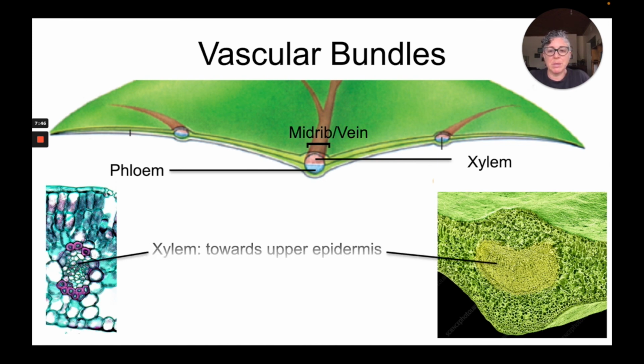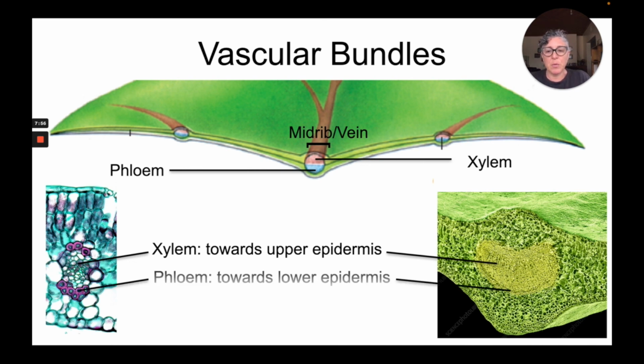So the xylem is going to be towards the upper epidermis of a leaf, as depicted here in both of these photomicrographs, and the phloem, looking slightly different, will be located towards the lower epidermis of the leaf. And this is how they're situated, whether it's the midrib or any other smaller vein in the leaf.